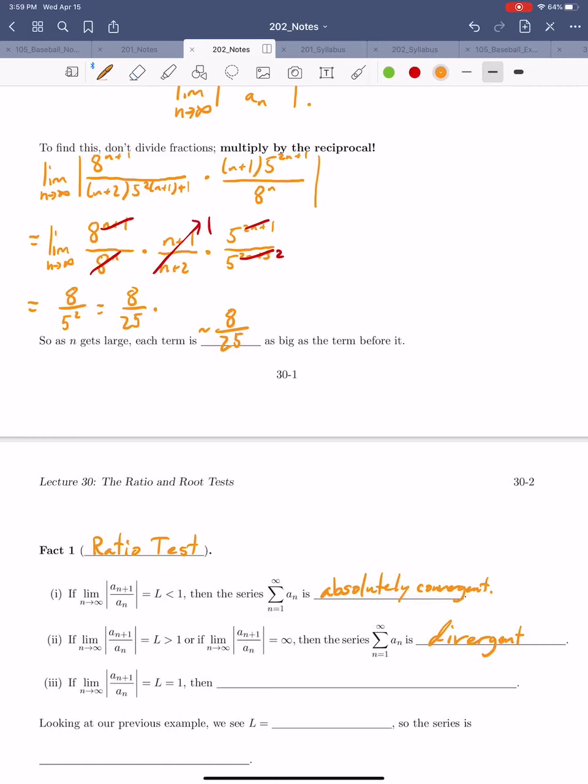Right? Because each general term in the series, or in the sequence, I should say, is getting bigger and bigger than the previous term. And so you're adding something bigger and bigger and bigger each time.